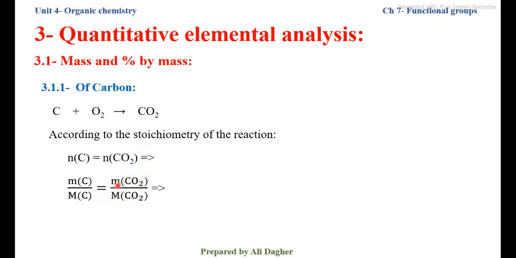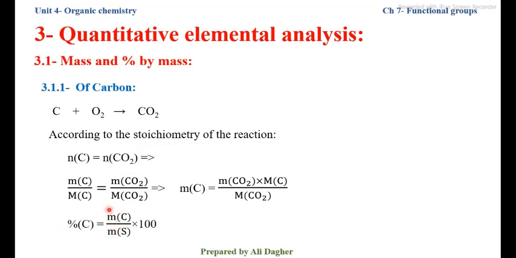Mass of CO2 is given, and the molar masses of carbon and CO2 are given, or we can calculate the molar mass of CO2. Molar mass of C is given. Then we can deduce that the mass of carbon equals mass of CO2 times molar mass of carbon over molar mass of CO2. And then we can deduce the percentage by mass of carbon, which equals mass of carbon over mass of the substance S times 100.